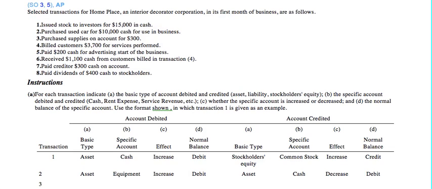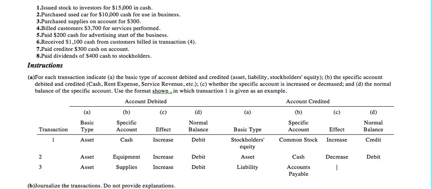So when I record these, I'll put 3, hit my tab, and it's an asset. The specific account is supplies. Sorry, I didn't spell supplies right. It is an increase and a debit. The basic type is a liability. The specific account is accounts payable. It is an increase because we owe more money, and it is a credit. I hope this helped you get started on completing this problem.